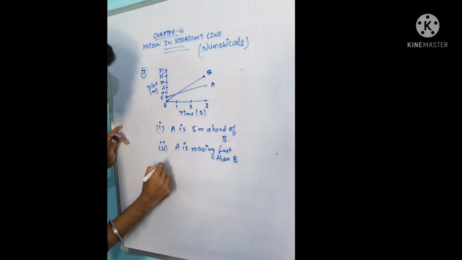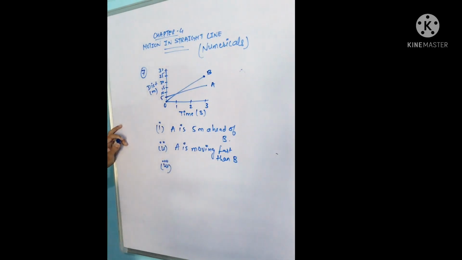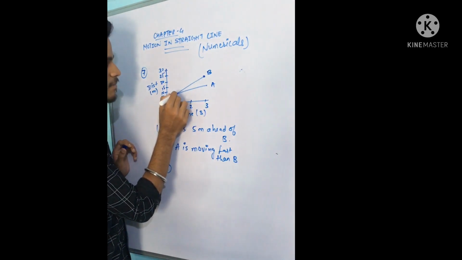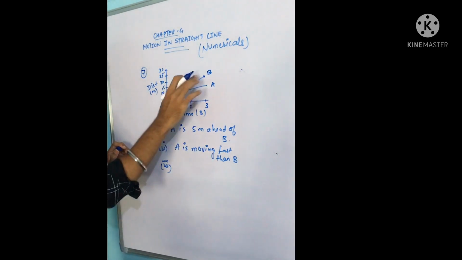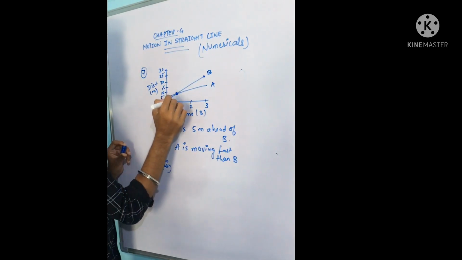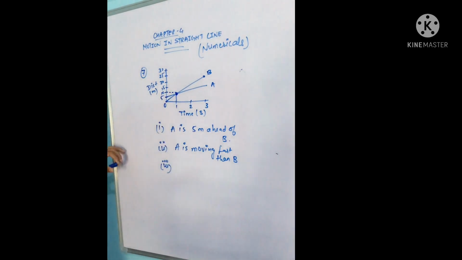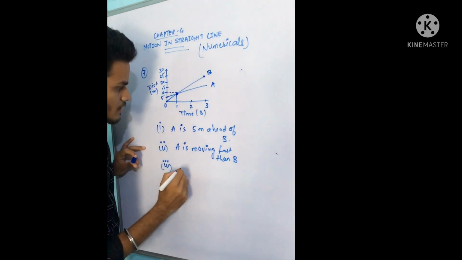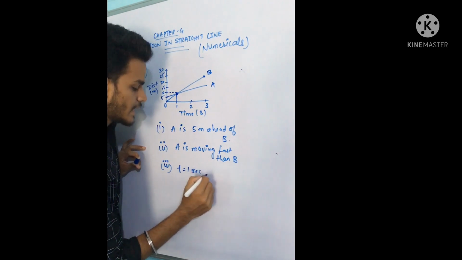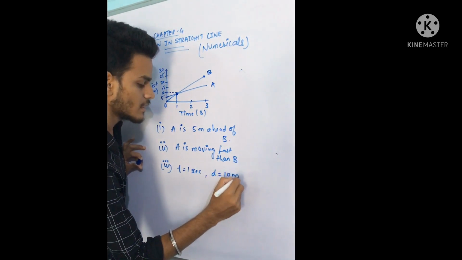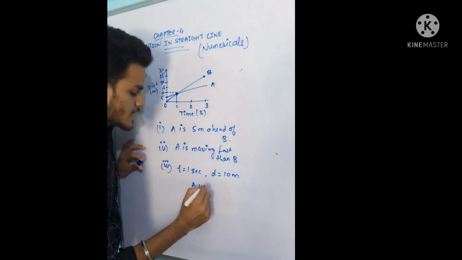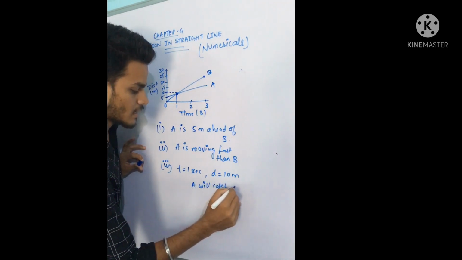Okay. Now third part is after how much time and at which place the car B will catch the car A. This is the place where car B will match the car A. What is the point? The time is 1 second and the distance is around 10 meters. Okay. Time is 1 second and distance is around 10 meters. The car B will catch car A.